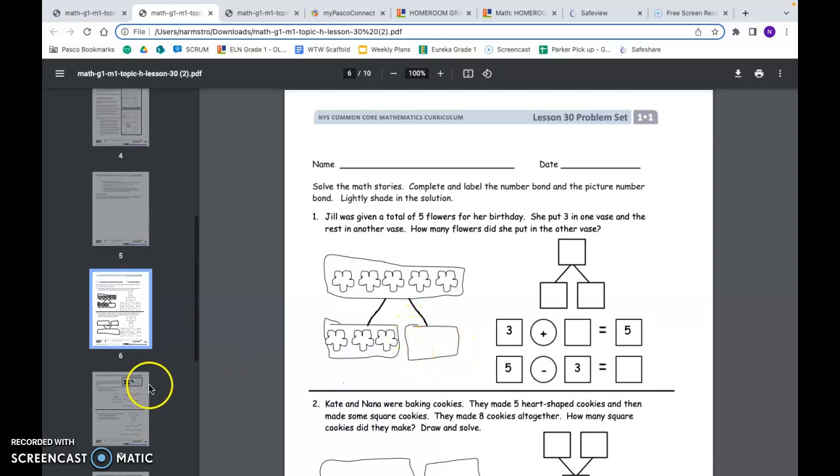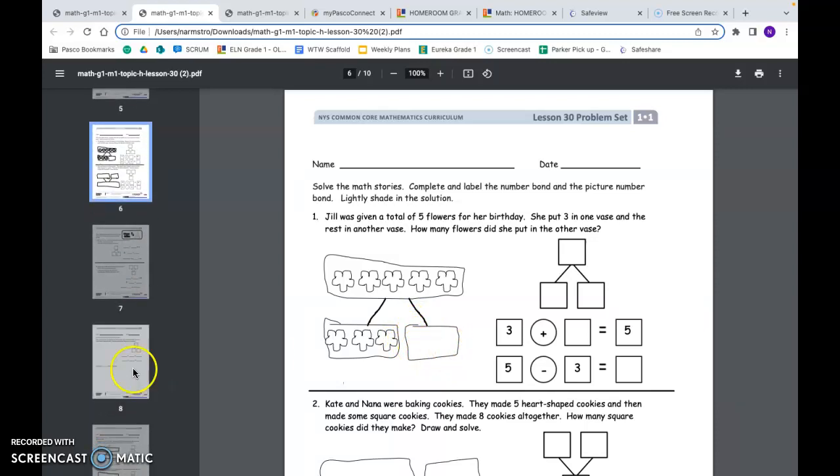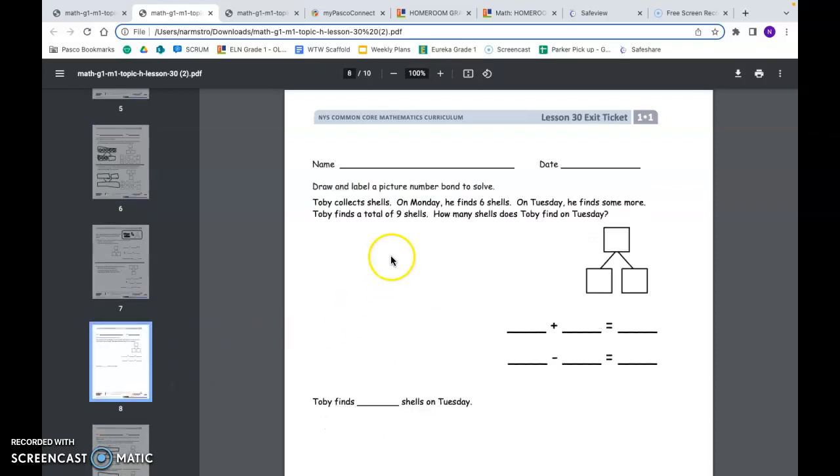So that's what you're going to do on your exit ticket as well. You are going to draw a picture number bond to match this word problem up here. Then you are going to write a number bond to match using numbers. You're going to write the addition number sentence and the subtraction number sentence, and then fill in this answer over here. Toby finds blank shells on Tuesday. Okay, friends, so there's actually 1, 2, 3, 4, 5 parts to this problem, so make sure you do all of them.